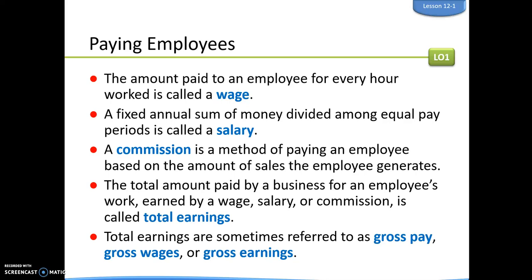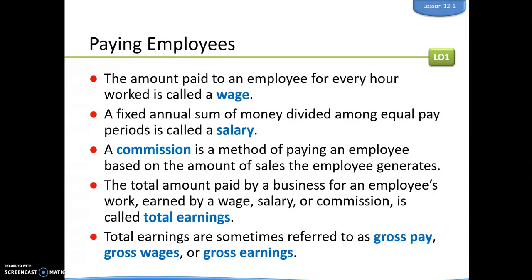Paying employees. The amount paid to an employee for every hour worked is called a wage. A fixed annual sum of money divided among equal pay periods is called a salary. A commission is a method of paying an employee based on the amount of sales the employee generates.